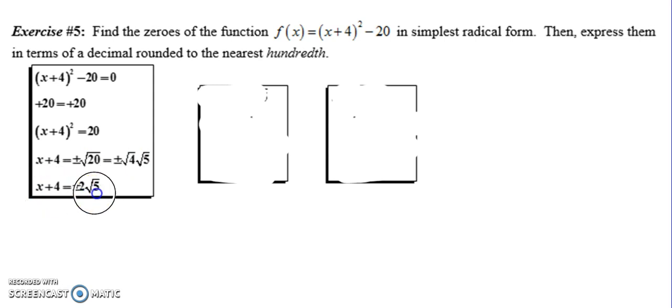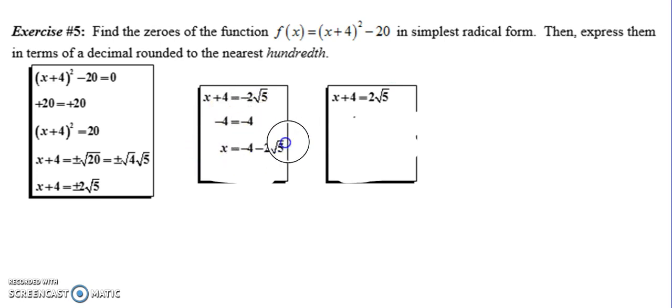Which turns into this. Now we'd have to remember, this is two equations, a positive and a negative. So we have this one and this one. Solve it like you know how to. And this is simplest radical form. Remember, you can't actually add or subtract this stuff.